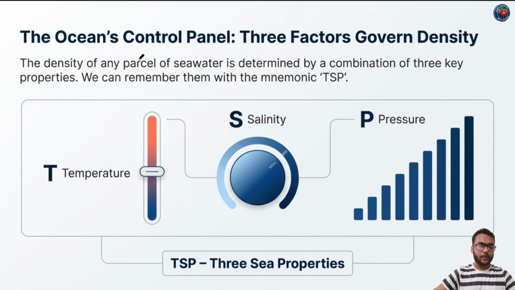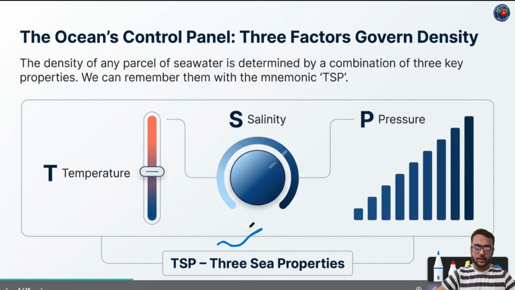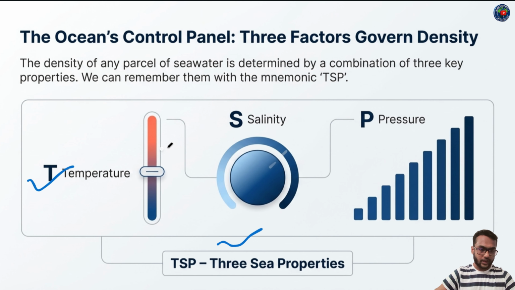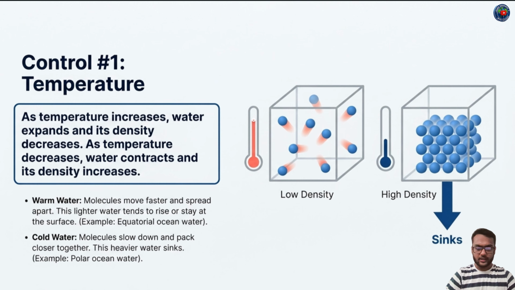Now, the density of any parcel of seawater is determined by a combination of three key properties. We can remember them with the mnemonic TSP. What is this? T for temperature, S for salinity, and P for pressure. Temperature, salinity, and pressure. These are the three key factors of ocean density.